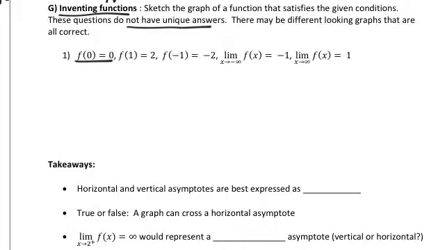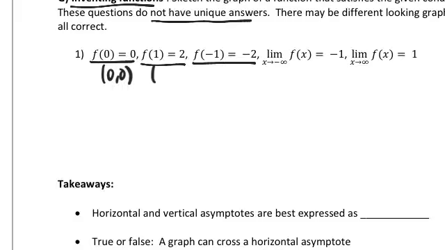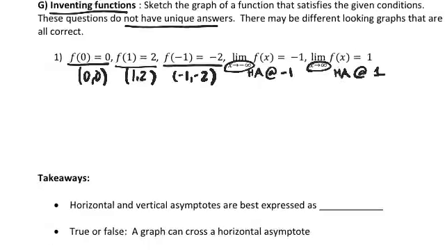So f of 0 equals 0, f of 1 equals 2, f of negative 1 equals negative 2. These are ordered pairs that have to be on the graph: 0, 0, 1, 2, negative 1, negative 2. So start by realizing those points have to be on your graph. The limit as x goes to negative infinity of f of x equals negative 1. This means there is a horizontal asymptote at negative 1, and that's just when x goes to negative infinity. As x goes to positive infinity, we've got another horizontal asymptote, which is positive 1, right? And horizontal asymptotes are y equals lines.